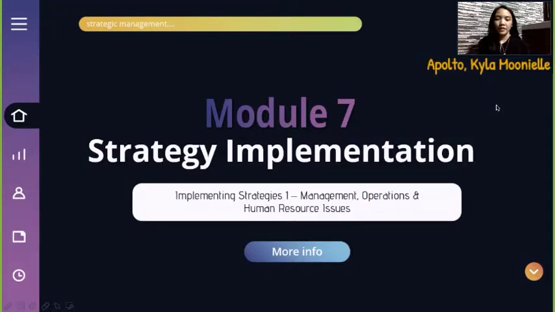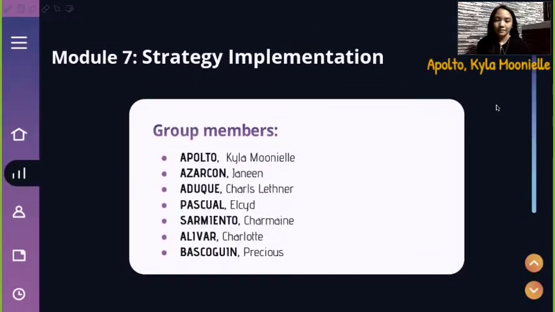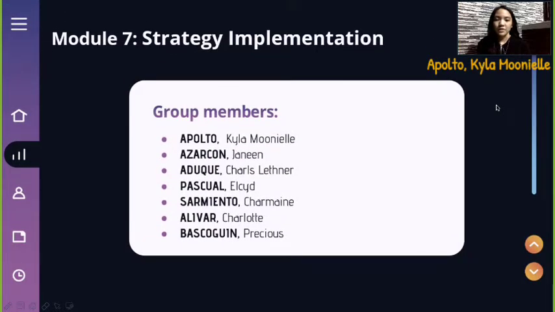Good afternoon, everyone. So, today's discussion will focus on implementing strategies and topics about the management, operations, and human resource issues. This afternoon's reporters are yours truly, Azarcon, Anduque, Pascual, Sarmiento, Alivar, and Bascogil.